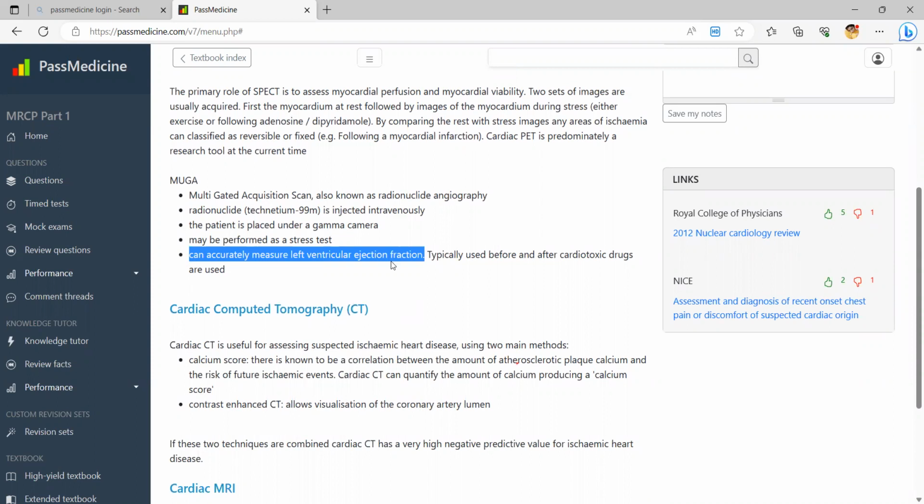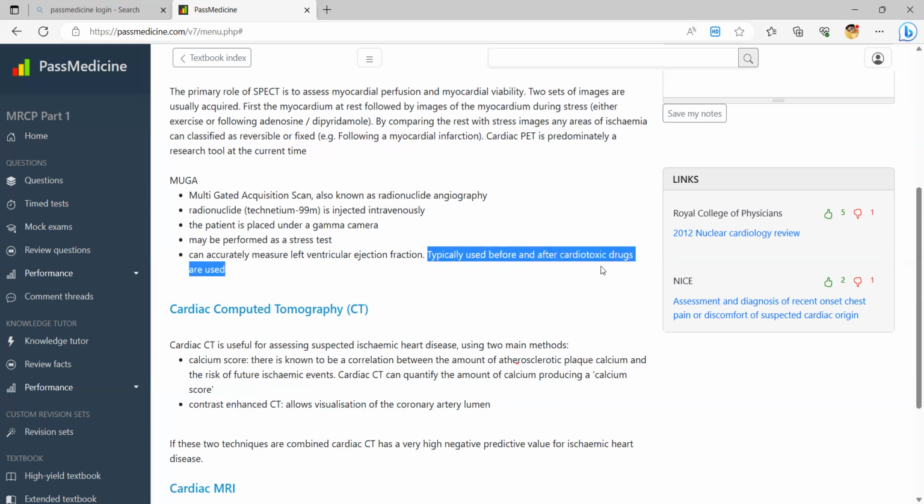Okay, doctor. Okay, another one, also keep in your mind. From Muga scan, you need to know only the dye, the nucleotide. Another one, the last line is important. If you see the final portion of this line, it says typically used before and after cardiotoxic drugs are used. Just keep in mind, sometimes they give some more detail in the question, then you can use it as a key. Another thing to keep in mind is that accurate measurement of the ejection fraction is the Muga scan.